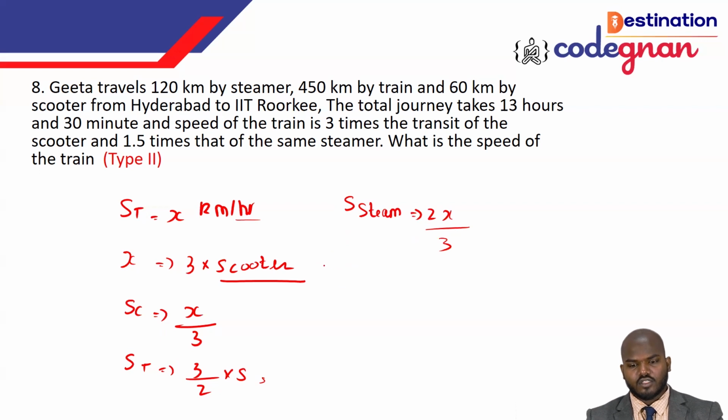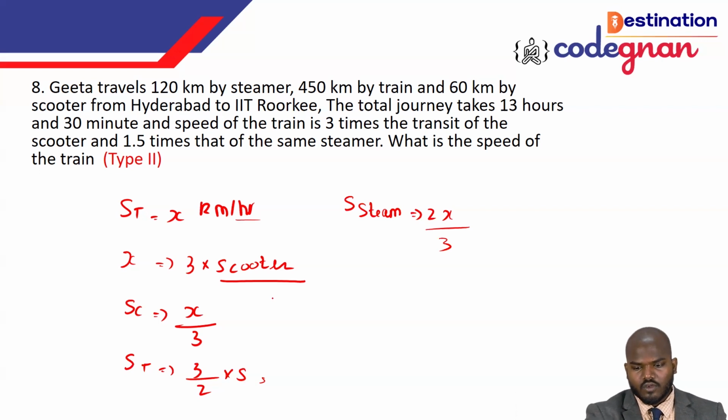If you see this, we have a lot of values here. Steamer is here, train is here, scooter is here. Why are you taking so many values? It is just interpreting the values and getting the answer. You are not going to deal with everything. You need to understand it, guys.